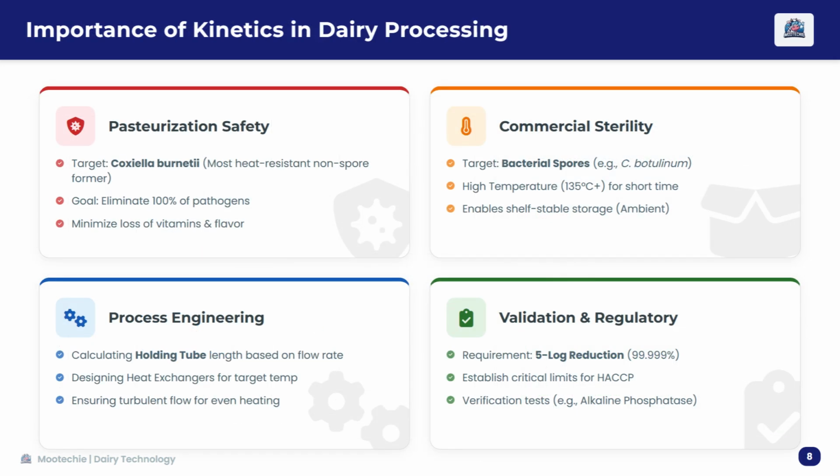The importance of kinetics in dairy processing is significant. For pasteurization safety, the target organism is Coxiella burnetii, the most heat-resistant non-spore former. The goal is complete elimination of pathogens while minimizing nutrient loss. For commercial sterility, the target shifts to bacterial spores such as Clostridium botulinum. Process engineering uses D and Z values to calculate holding tube length, design heat exchangers, and ensure turbulent flow. Validation requires 5 log reduction, which equals 99.999% destruction, and verification tests like the alkaline phosphatase test.